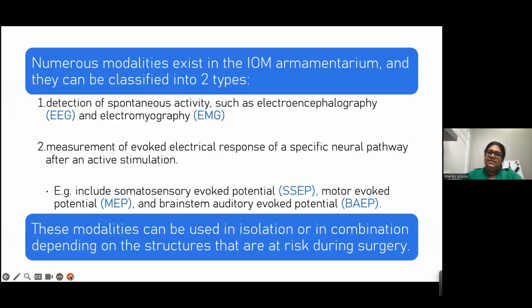Numerous modalities exist in the intraoperative monitoring armamentarium, and they can be classified into two types. Firstly, the detection of spontaneous activity, such as electroencephalography or EEG and electromyography, EMG. And secondly, measurements of evoked electrical responses of a specific neural pathway after an active stimulation. For example, SSEPs, MEPs, and brainstem auditory evoked potentials, BAEPs. These modalities can be used in isolation or in combination depending on the structures that are at risk during the surgery.